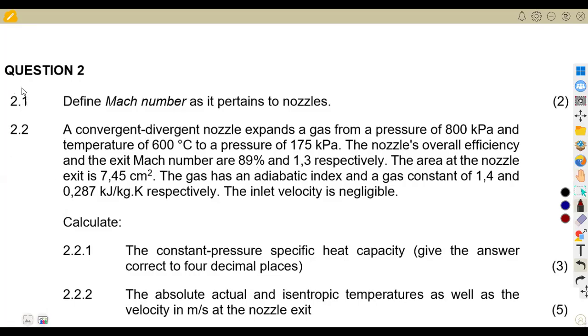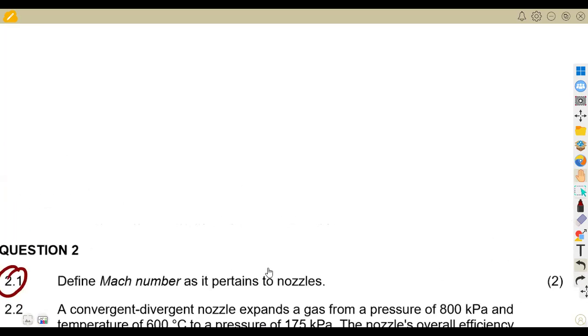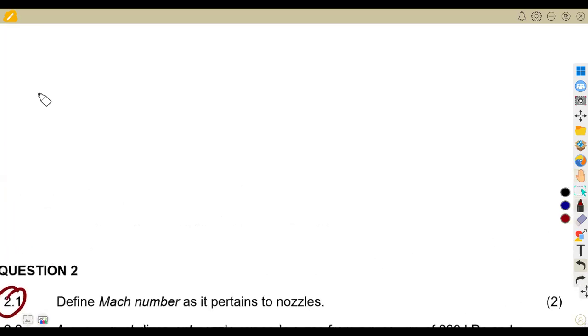All right, let's see how we can answer this one. 2.1, define the Mach number as it pertains to nozzles. What do we refer to as the Mach number considering nozzles? The Mach number is the ratio of the velocity at any point along the nozzle to the velocity at the throat. That is what you refer to as your Mach number.